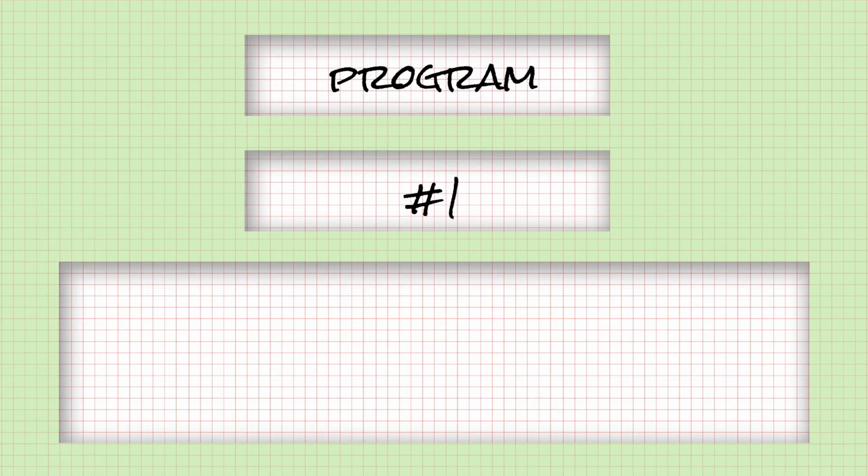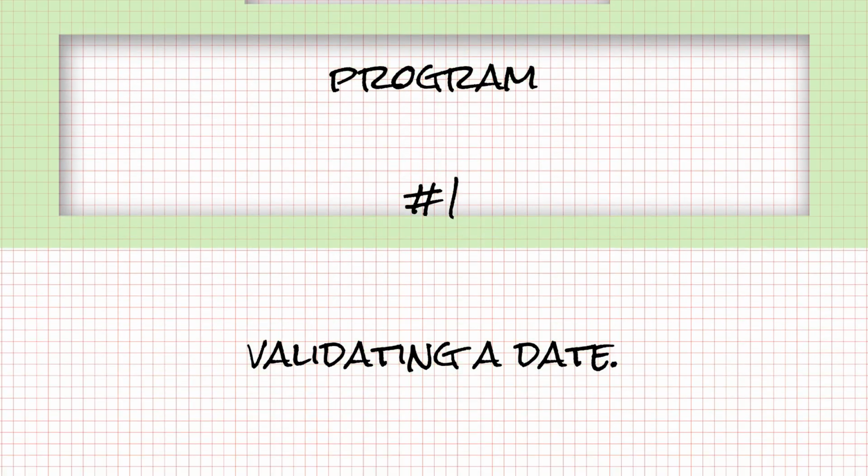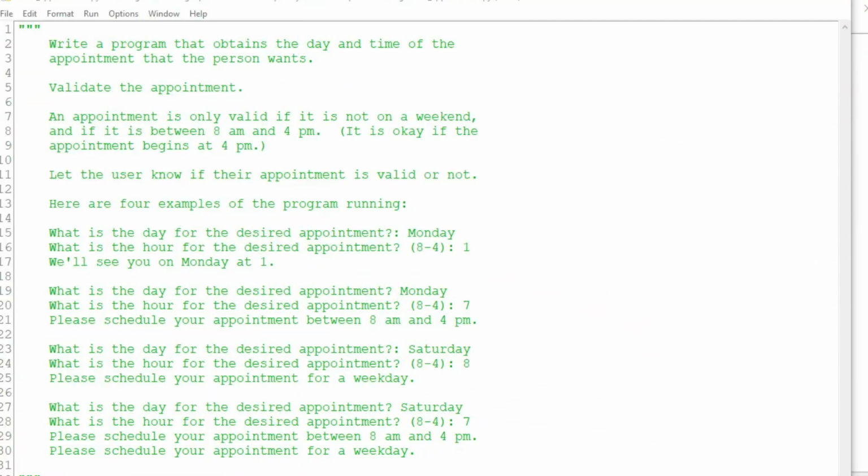Let's jump in. Program 1, validating a date. For this program, you will help the user make an appointment, obtain the day and hour of the appointment they want, validate that the hour is between 8 a.m. and 4 p.m. That is not as simple as it sounds, so think about different hours that are correct and are not correct, and make sure your program works for both correct and incorrect entries. You should also validate that the day of the week is Monday through Friday.